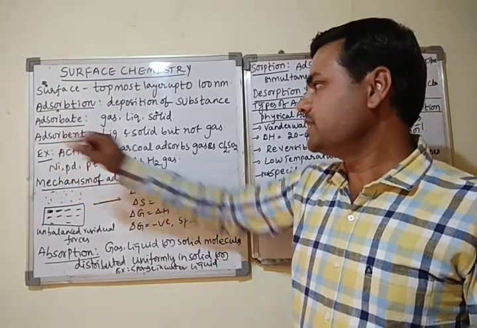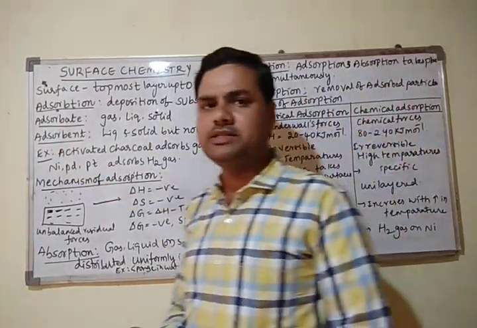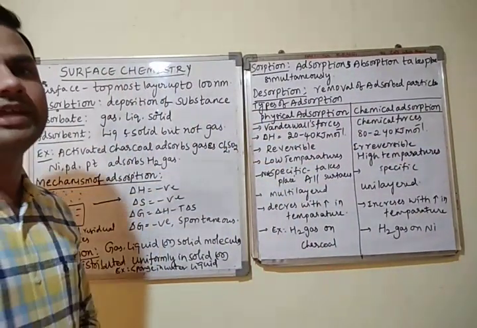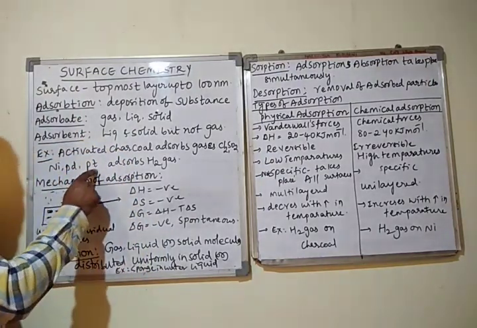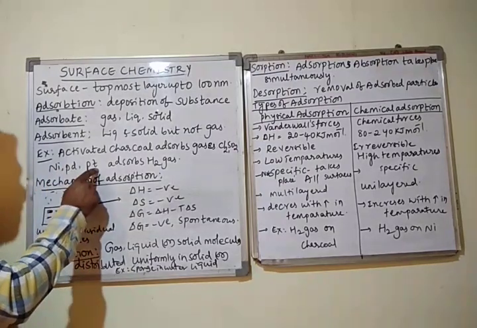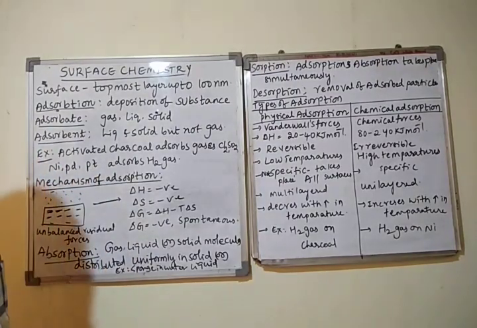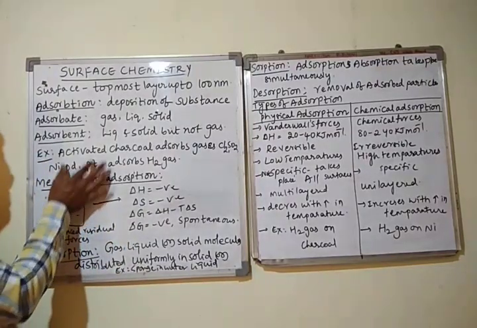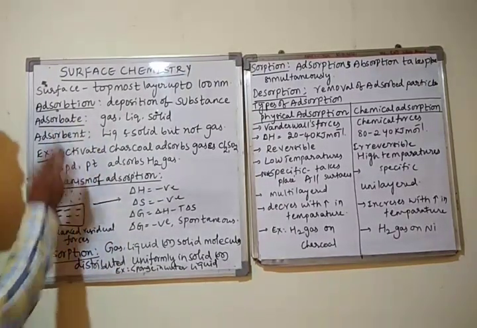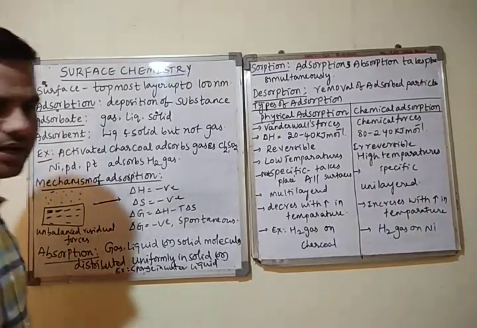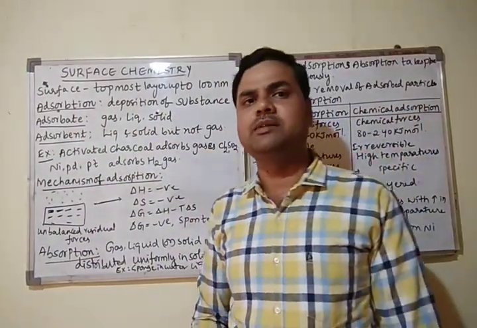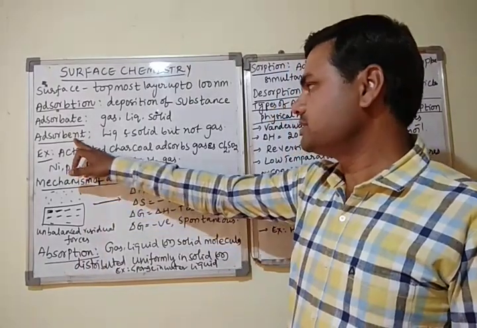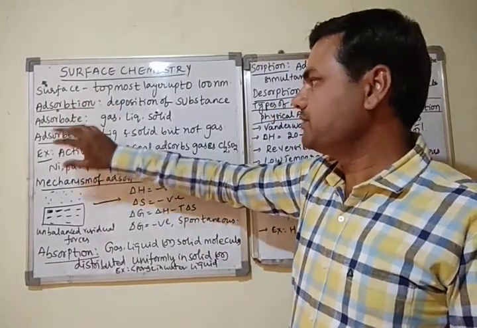Next, the definition we have is adsorbent. Adsorbent means that on which adsorption is taking place. On the metals like nickel, palladium, platinum, adsorption is taking place. So nickel, palladium, platinum is acting as the adsorbent, the one on which the process of adsorption is taking place.